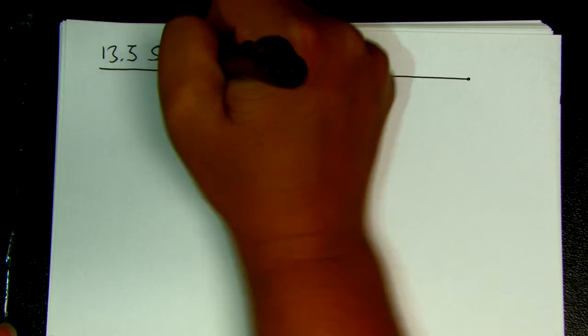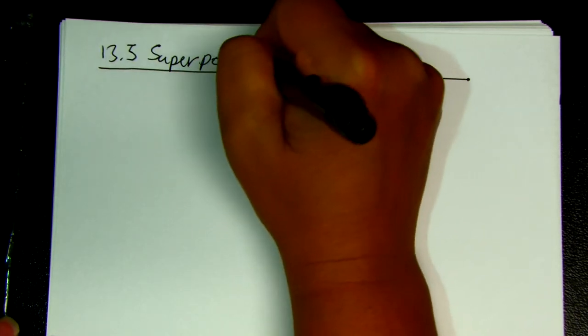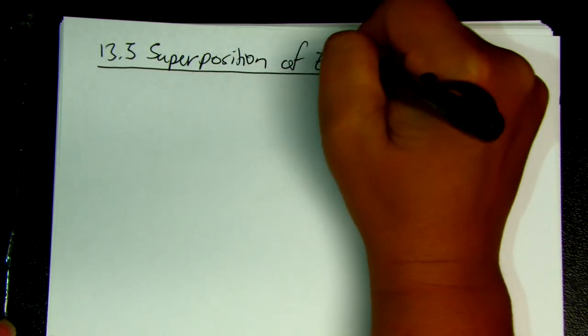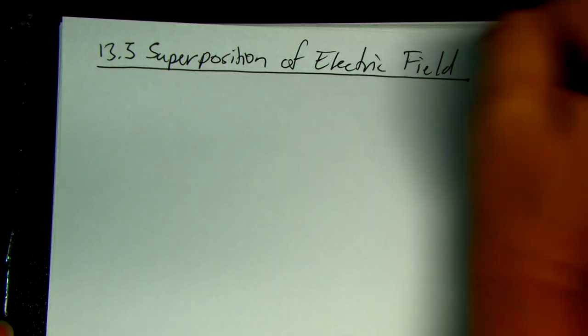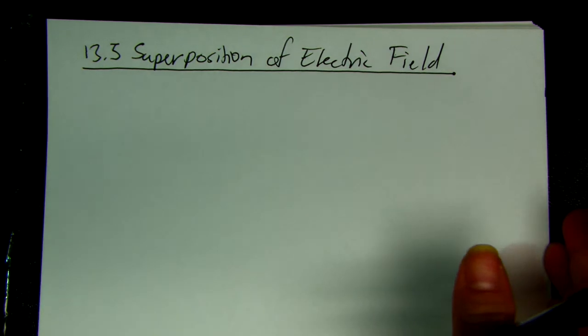Hello, and continuing on with Physics 2, we're on section 3.5. So we've learned how to calculate electric fields. Now we're going to look at the superposition principle, which is going to be one of the base concepts for this semester.